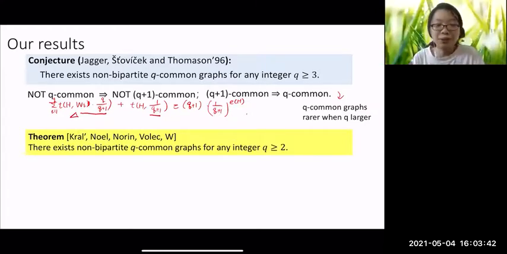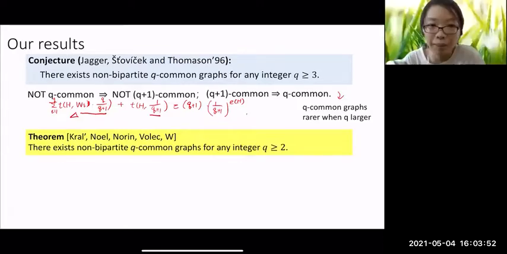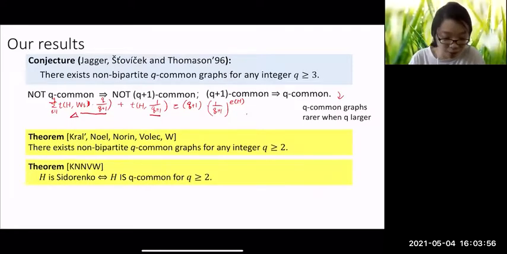Oh, that's a good question. The next theorem will actually answer this question, but let me clarify here. It means for any Q, say Q is 100, then we can construct a non-bipartite 100-common graph. The next theorem also addresses your question. It shows that if a graph is Q-common for all Q, then it has to be Sidorenko, which is of course hard because we don't know how to characterize Sidorenko graphs.